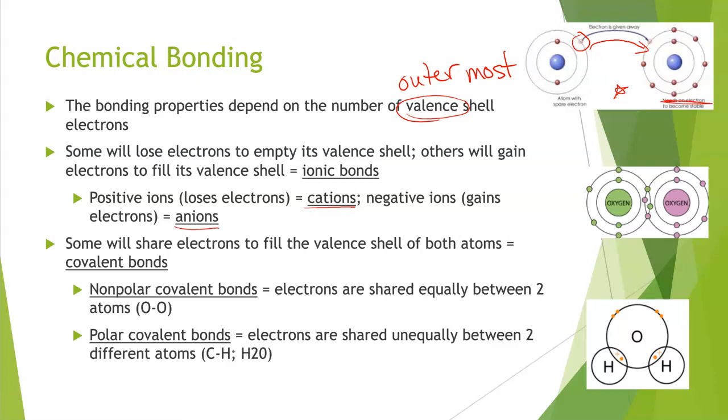Other times, depending on what molecules it is you're talking about, what atoms, the electrons will be shared. That creates a covalent bond, like here, where they are physically linked together because they are sharing particular electrons to complete their outer shells. There are two types of covalent bonds.